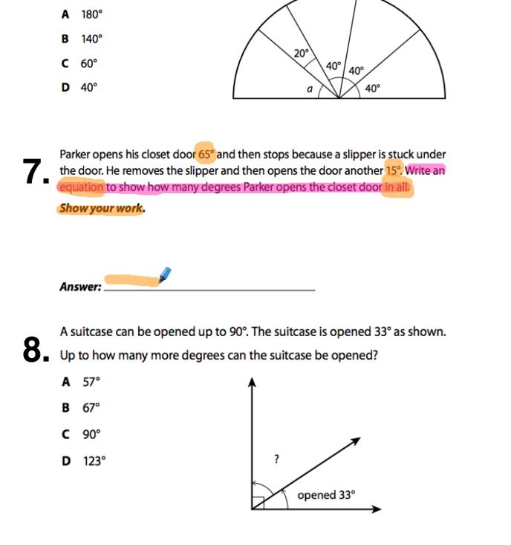And then you're going to write your equation on the line. You're going to write out the math, the actual math that you solved to find how many degrees in all Parker opened his closet door. All right, pause the video. Solve number 7.